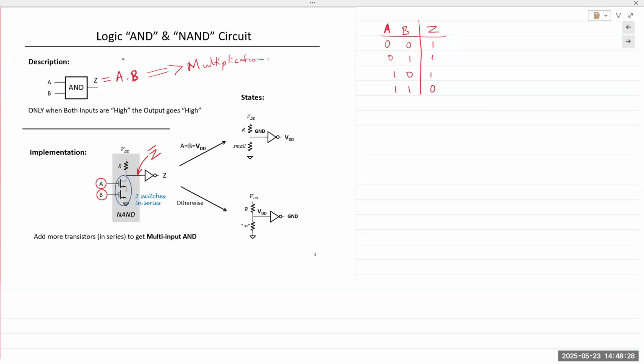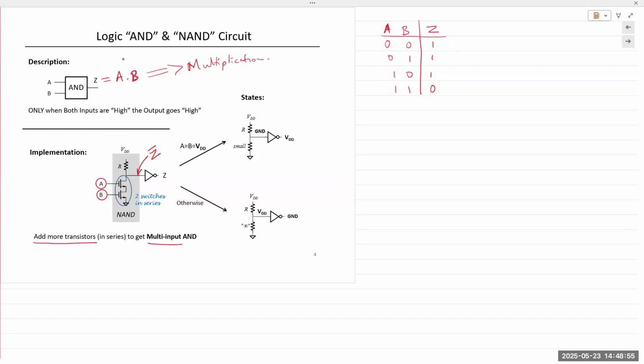If you want multi-input gates, you simply add more transistors. So let's say you wanted a 10 input AND or NAND gate. We connected 10 transistors in series. If you have holiday lights, they're connected in series. If any one of them blows out, all of them are off. And so that's kind of the same logic here.